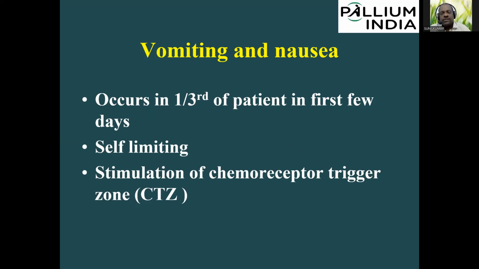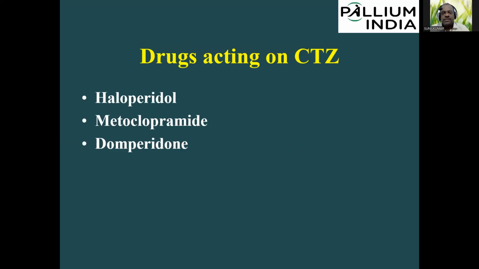In case of nausea and vomiting, it occurs in almost 30% of patients, but only for the first few days, maybe 3 to 5 days. Thereafter, it will subside by itself. And it is due to stimulation of the chemoreceptor trigger zone in the brain. So there is an area called the chemoreceptor trigger zone in your brain. And how can we reduce the nausea and vomiting? You can give haloperidol, metoclopramide, or domperidone. This is the first choice of antiemetic in case of opioid-induced vomiting. We usually use metoclopramide.